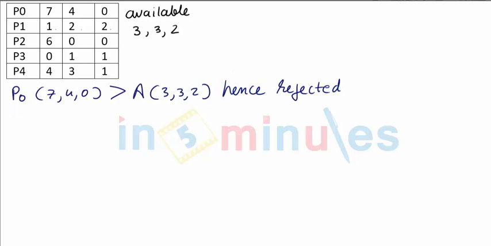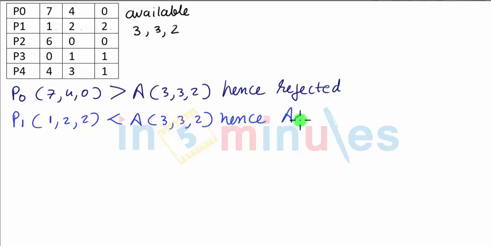Followed by that, we would be shifting to P1 in the series. P1's current need is 1,2,2, which is lesser than the available, which is 3,3,2. Hence, you would accept it. By saying accept it, what would happen? P1 would be allocated the needed resources.